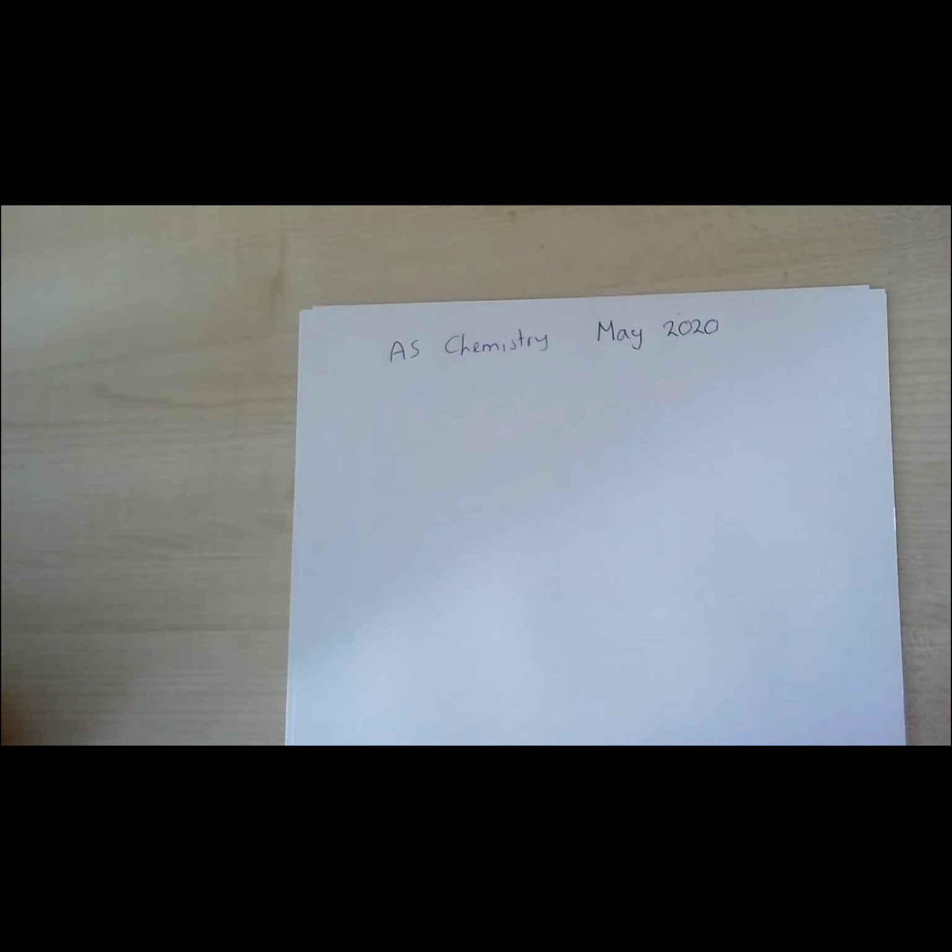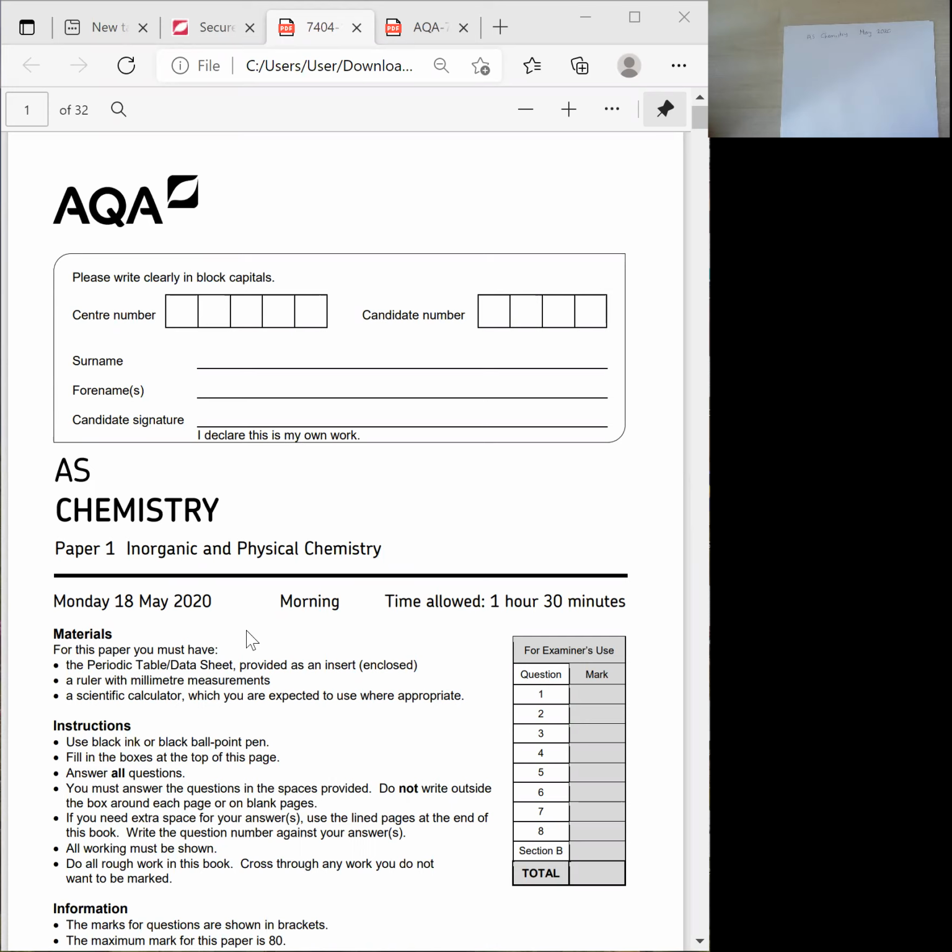So I'm going to take you straight to the paper, and we can just go from there. Hopefully you can see the paper on your screen. As you can see, it's the AS Chemistry May 2020, the latest paper that's been out. I'm going to make a mark scheme for this with you, and I'm also going to give you some background knowledge. The first question is about atomic structure.